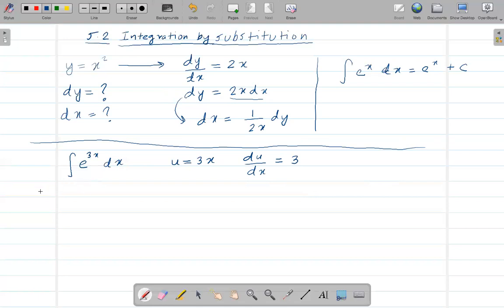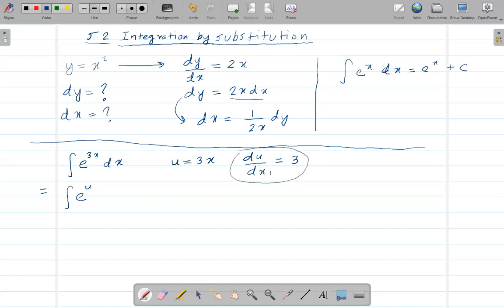Now what we can do with this is, instead of saying 3x, I can say e to the power u, because we said u is equal to 3x. Since we have u here, we are still taking the integration in terms of x, but since we are using the substitution method, I need to change this dx to du as well.